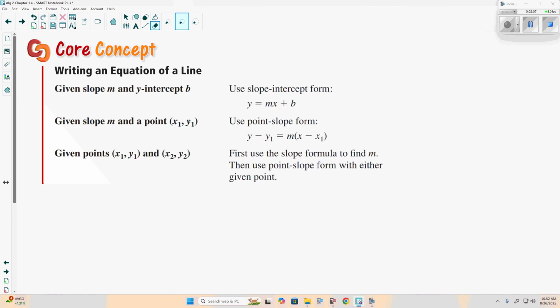So what we did yesterday, we went over equations of a line and finding the equation of a line, finding the slope, interpreting the slope, and then answering some questions that went along with the problem.